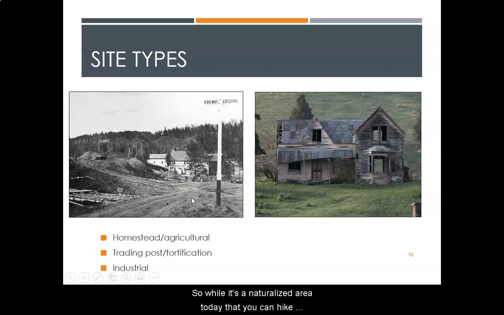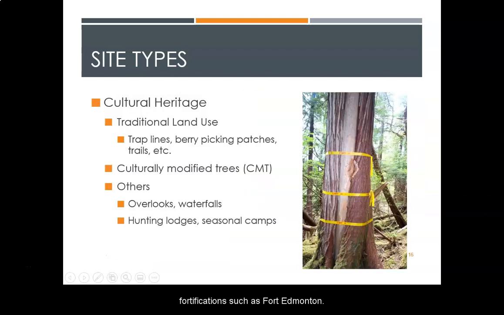So while it's a naturalized area today that you can hike and ride your bike through or walk your dogs in, 100 years ago, it had a major meat packing site. Actually, it had 3 of them that were located throughout it. And of course, we can also think about trading posts or fortifications such as Fort Edmonton.